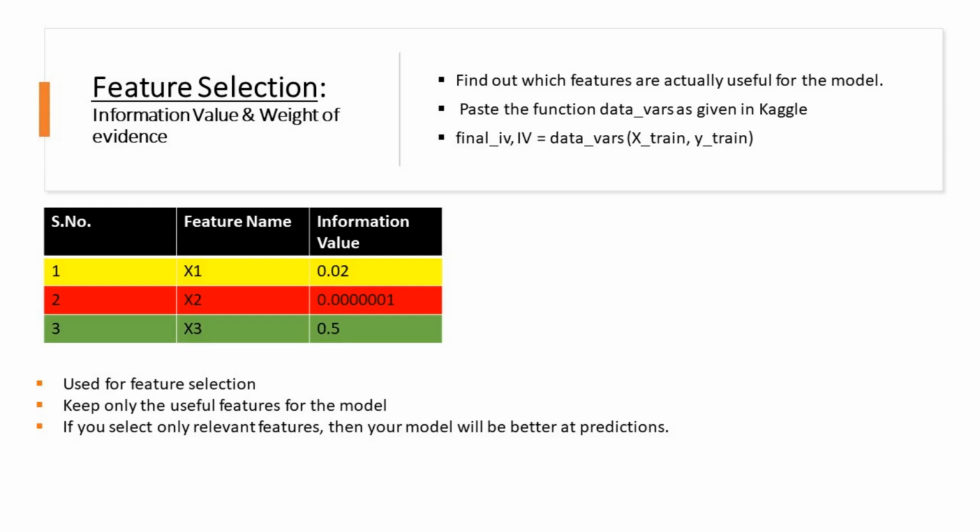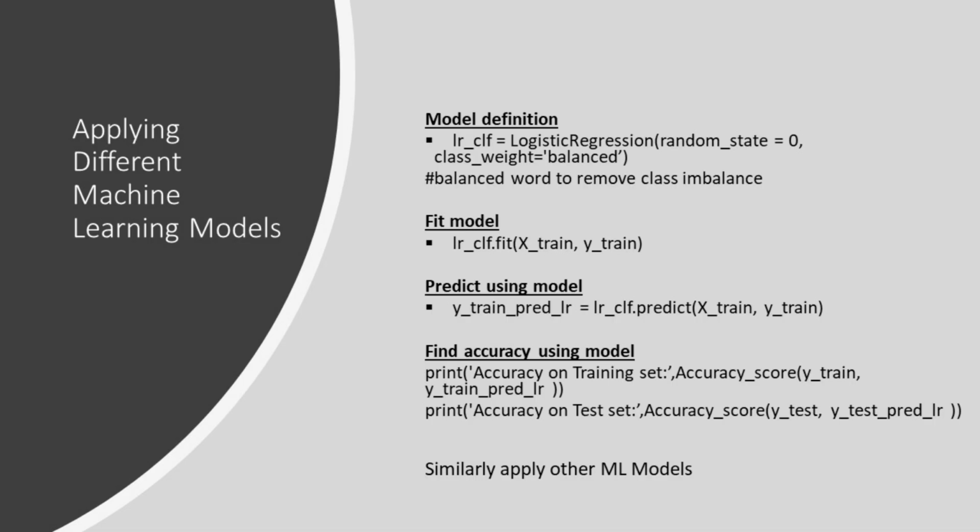You just see a few features which have a very low information value and see if any one of them makes sense. Otherwise you can simply discard those. Okay, that's it. So this will help you to understand the information value and weight of evidence. Now we come to applying different machine learning models. So I have given a template for how you can directly get the machine learning model working.